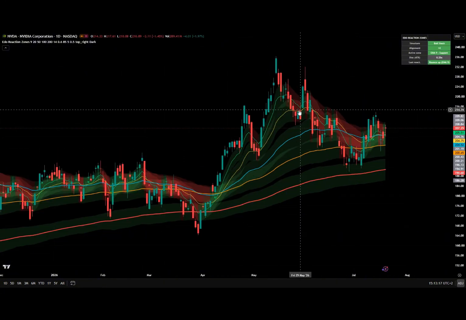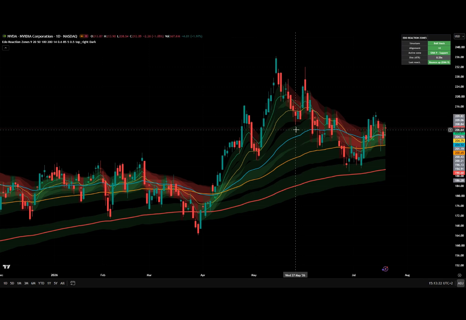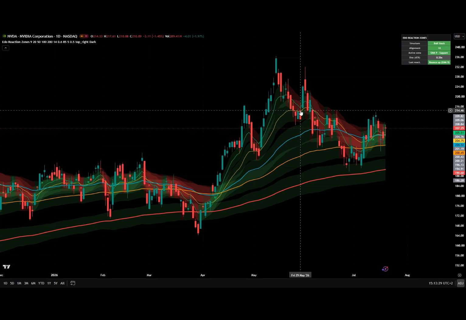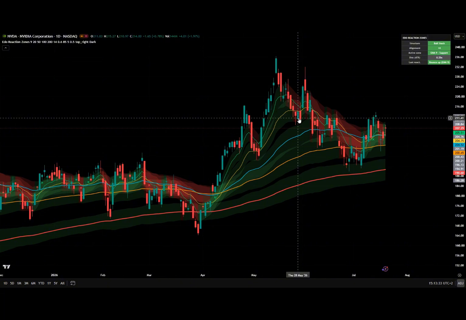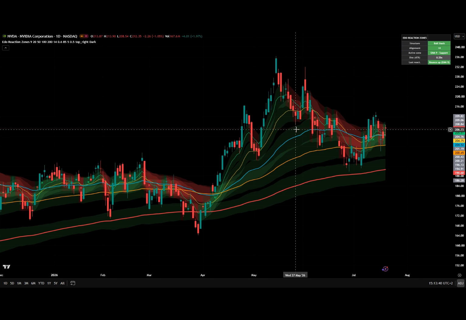The skeleton is 5 exponential moving averages, all configurable, chosen to span from the immediate trend to the underlying one. By default, the EMA 9, in lime, for the immediate trend. The EMA 20, in yellow, the short term. The EMA 50, in aqua, the medium term. The EMA 100, in orange. And the EMA 200, in red, the underlying trend.